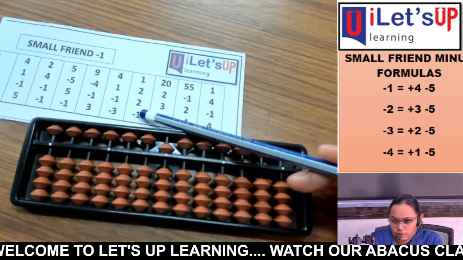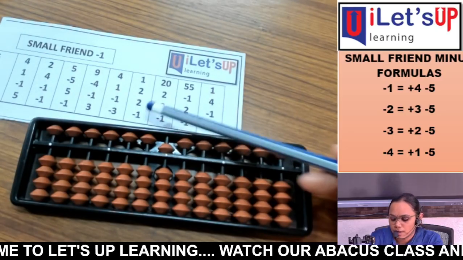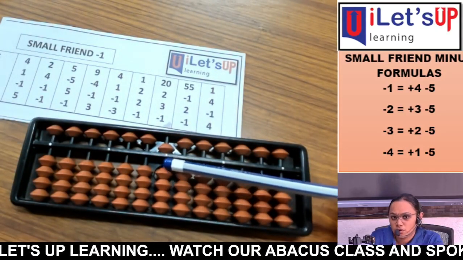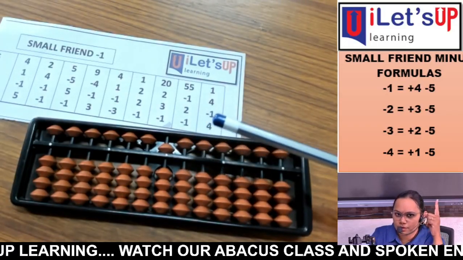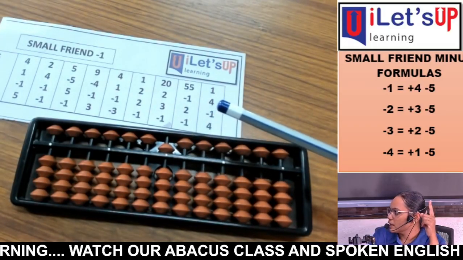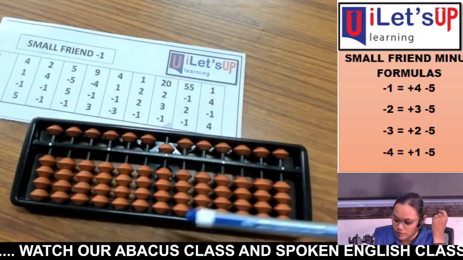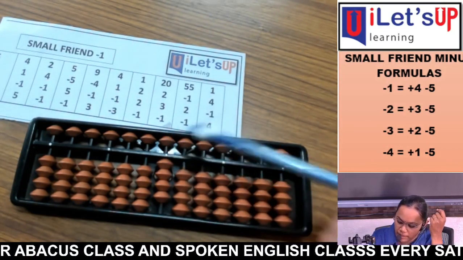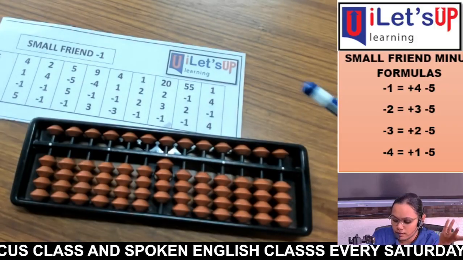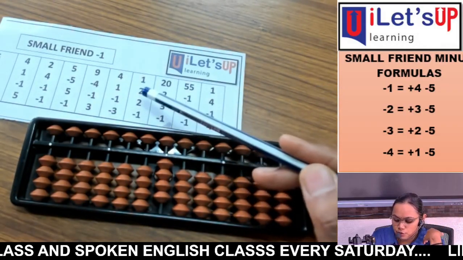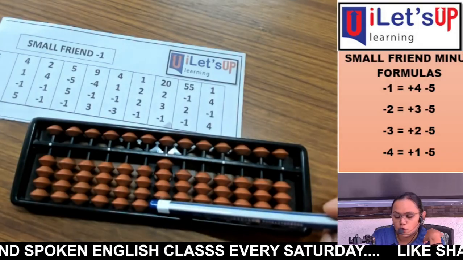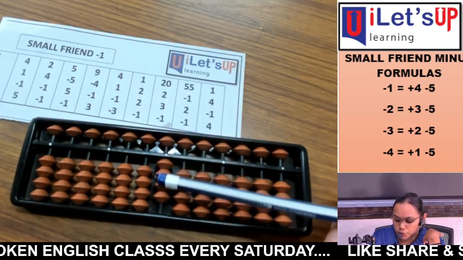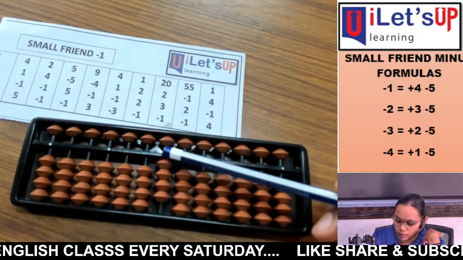Now, next, so this is done. Again, they are asking me to subtract 1. Is it possible? Yes, but the bead is not there. No problem if the bead is not there. Formula helps us. So, what is the formula? Minus 1 is equal to plus 4 minus 5. That's it. Done. So, answer for plus 1 plus 2 plus 2 minus 1 is 4. 1, 2, 3, 4.